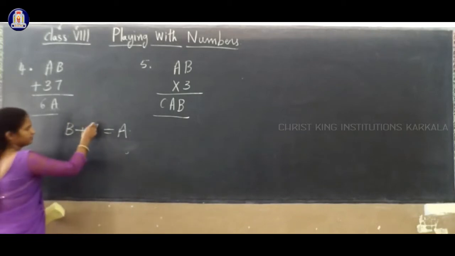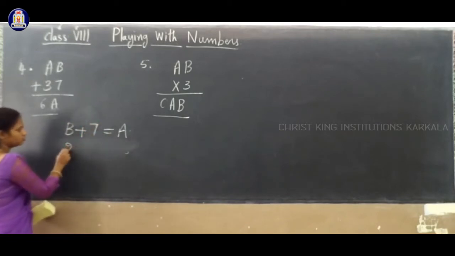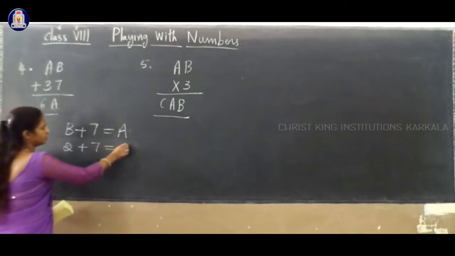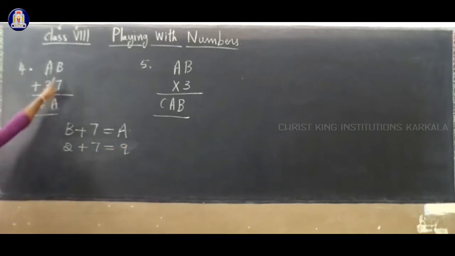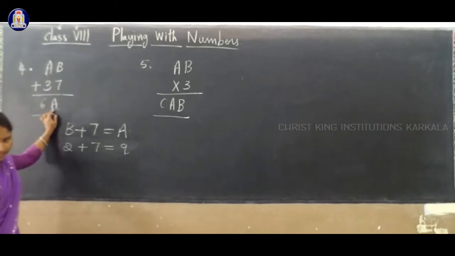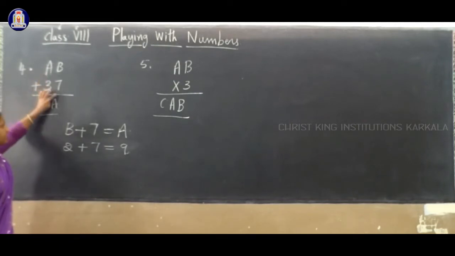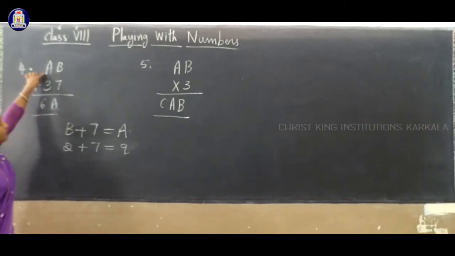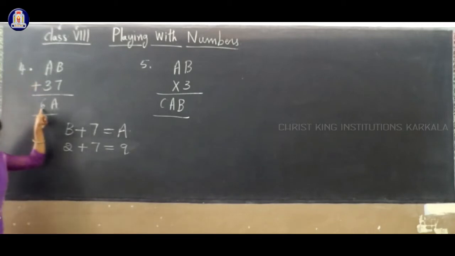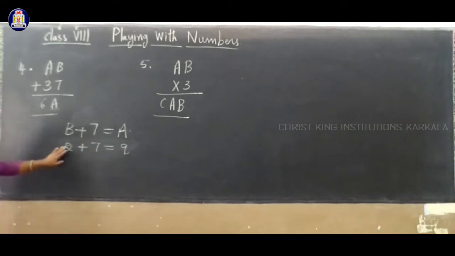Now again you have to consider the value of the letter B is 2. So 2 plus 7 will get 9. Next, in place of A, what value do you write? 9. Here A value we got 9. So 9 plus 3, can you get 6? No. 9 plus 3 will not get answer 6. So B equal to 2 is not possible.